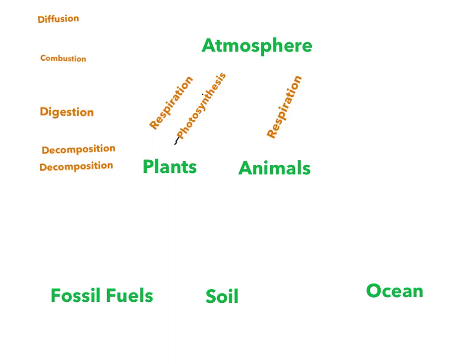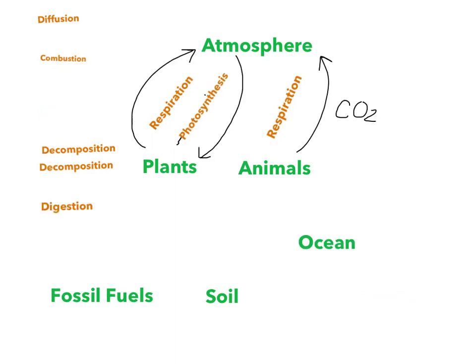Now, carbon dioxide can also move between plants and animals through something called digestion. So I'm going to put digestion right between the plants and animals. Because animals eat plants, the carbon dioxide is going to move from the plants to the animals via digestion. So the arrow is going to go from the plants to the animals.